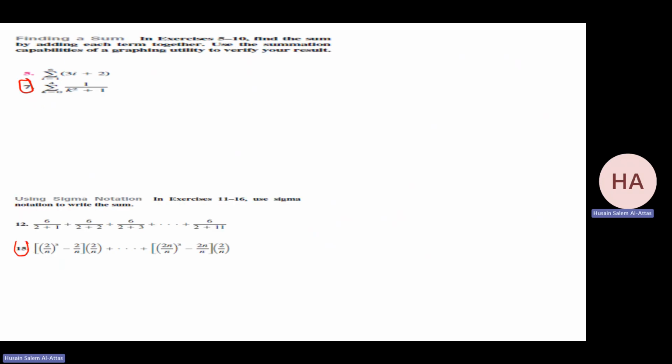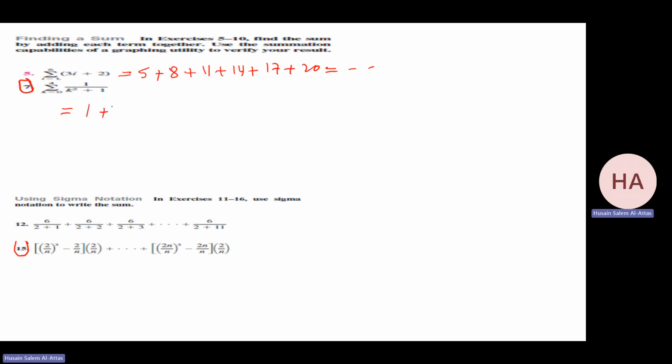Since this is the remaining, let me do it. Sum for i equal 1 to 6 of 3i plus 2. Find the sum by adding each term. For i equal 1, it will be 5. i equal 2, 8, 3 times 2 plus 2. i equal 3 will be 11. i equal 4 will be 14. i equal 5 will be 17. i equal 6, it will be 20. I will leave it for you to do the calculation. Equal something. This one is an easy one.